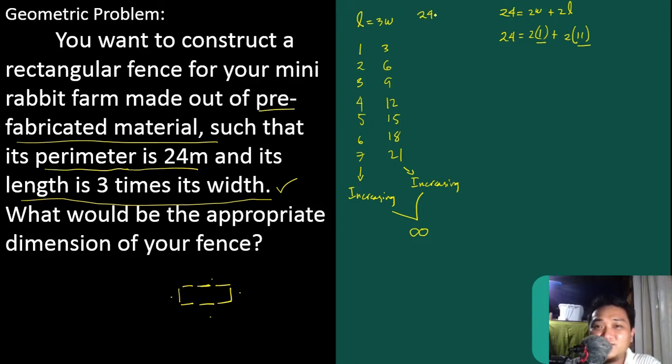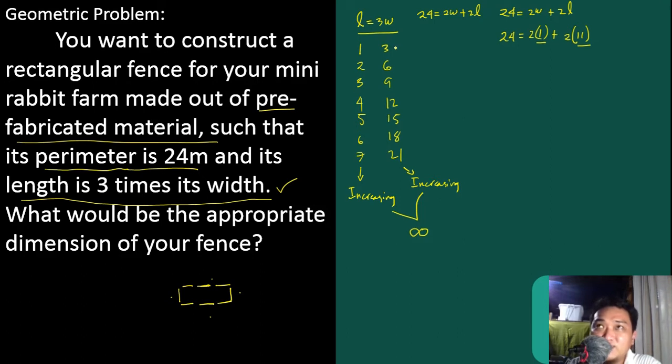Sulat natin dito, 24 is equivalent to 2 width plus 2 length. Sir, kung sakali, pwede mag-interchange yung x and y? Oo, pwede. In this case, pwedeng mag-interchange yung width at saka yung length. Pero mamaya sa graph natin, ipa-proper natin to. Ipa-proper naman na po natin siya para sabay sila.